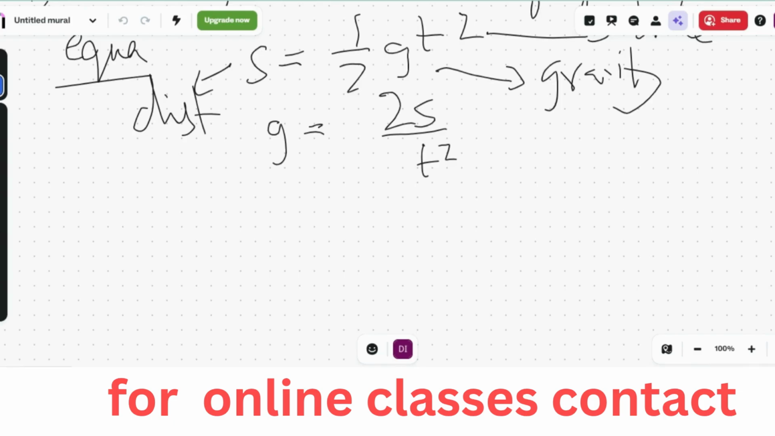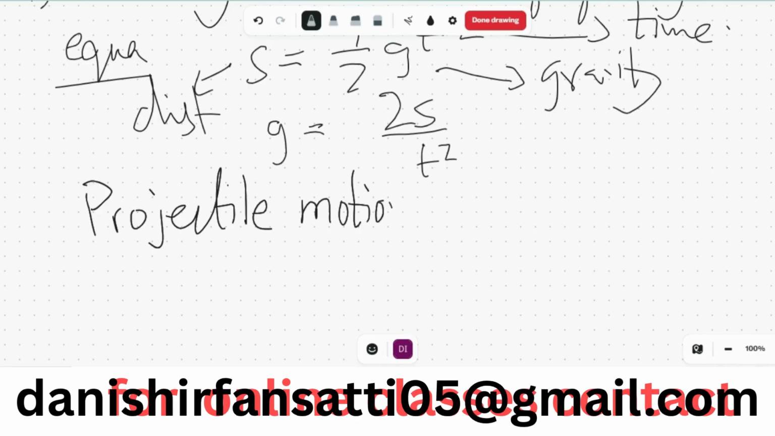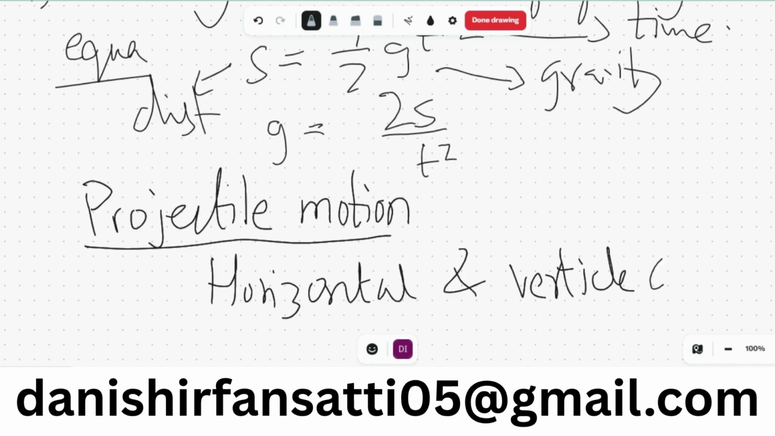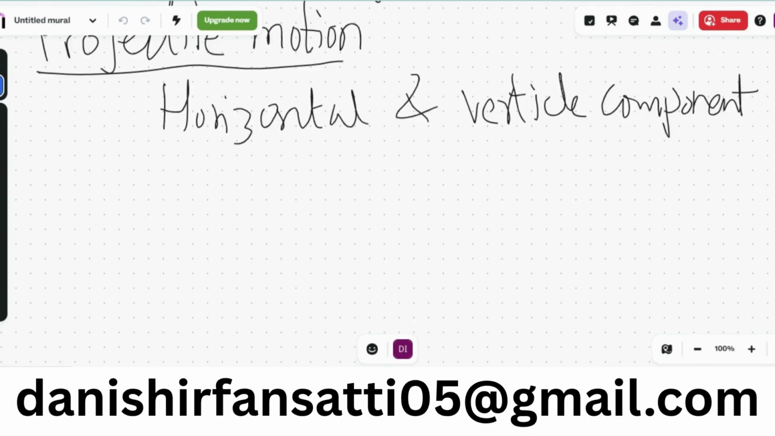Now we are going to talk about projectile motion. So what is projectile motion? Any motion that has both horizontal and vertical components. Now we know that projectile motion is any motion that has vertical and horizontal motion.